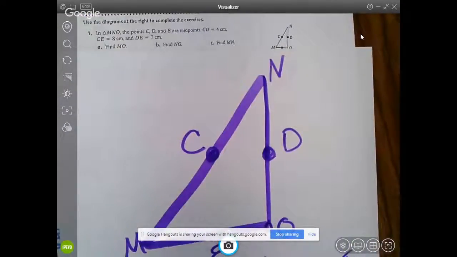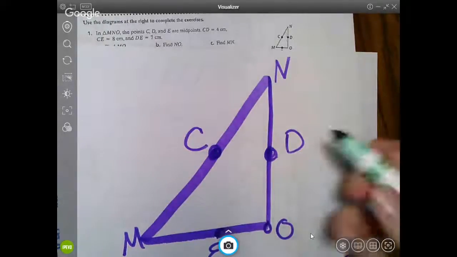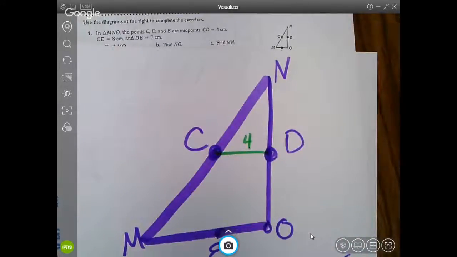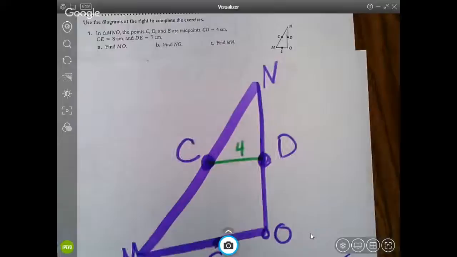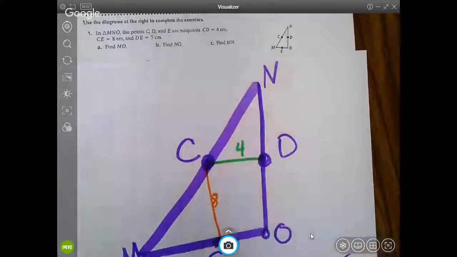I'm doing the larger example because you might not see what I'm writing on that little triangle. Okay, so it tells us that C, D, and E are midpoints. It tells us that CD equals 4, so I'm going to draw CD and put 4. It tells us that CE is 8, and it tells us that DE is 7.